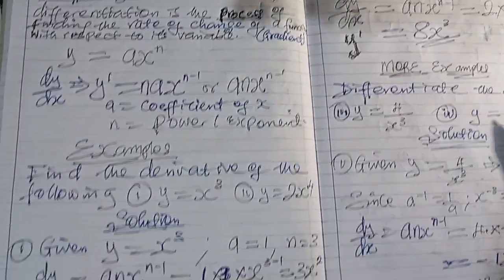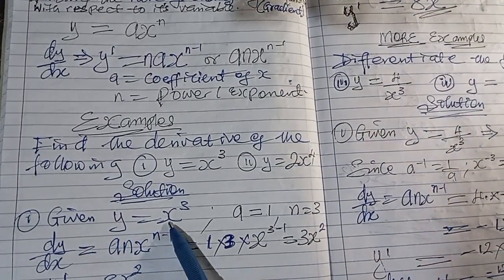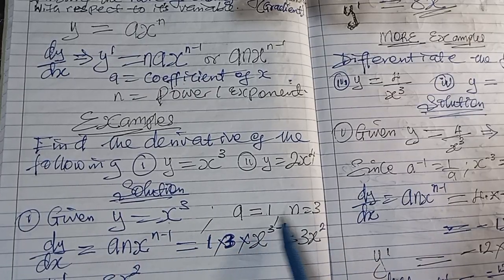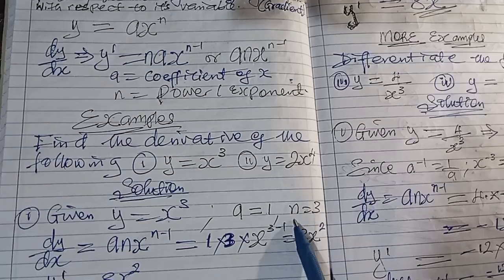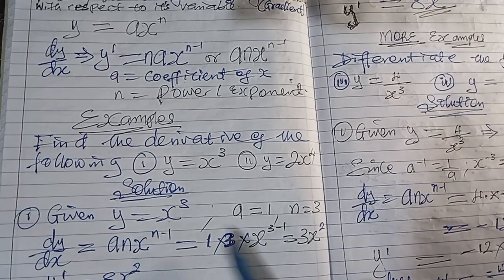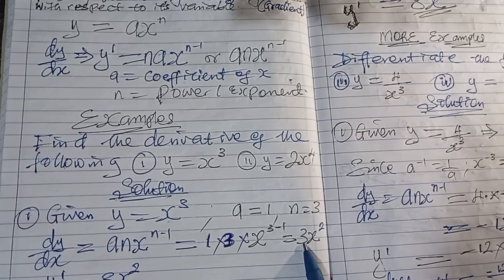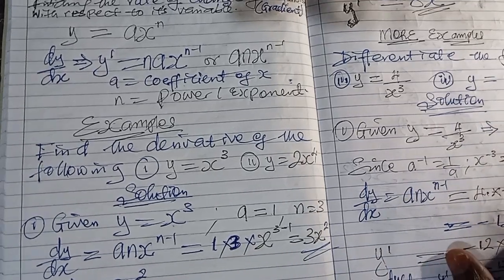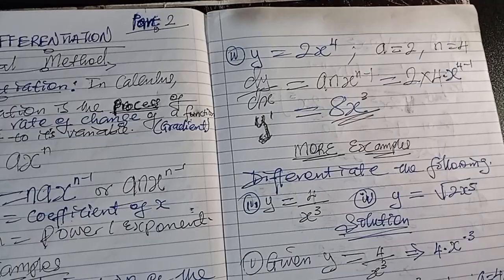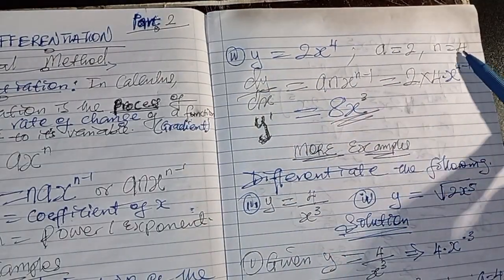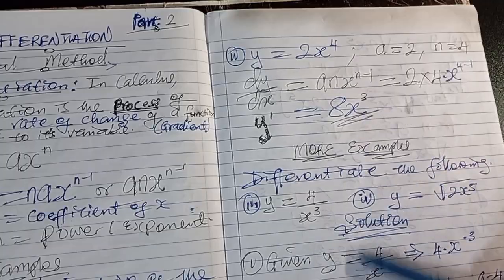Okay, so let's take for instance, you have y equals x raised to power 3. Here, the coefficient of x is 1 and the n is 3. So just use the 1, multiply it by the 3, which is n. Our x is constant. Just put 3 minus 1. We have 3x raised to power 2. That is why we have 3x raised to power 2 here. So you can see we apply the same method here. In this case, our a is 2 and our n is 4. Just apply it using this formula.